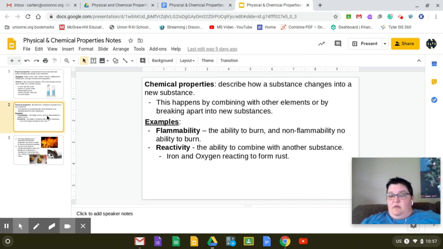Then we've got chemical properties. Now, chemical properties describe how a substance changes into a new substance, okay? This is where you're actually creating something new.